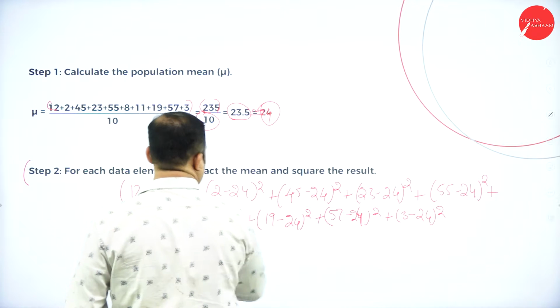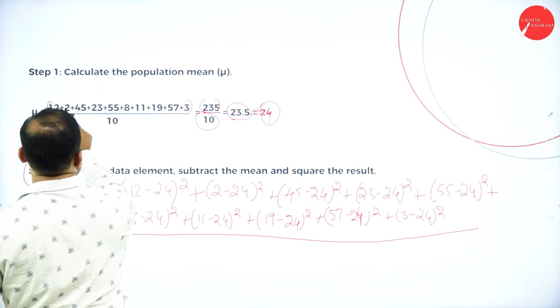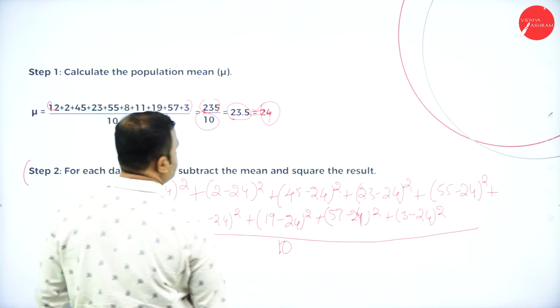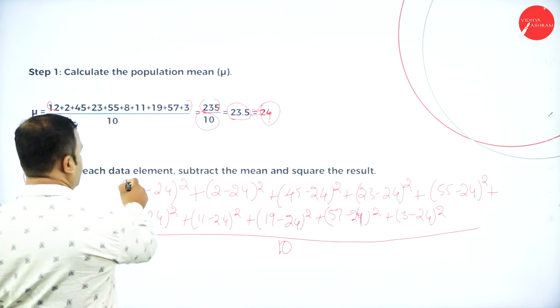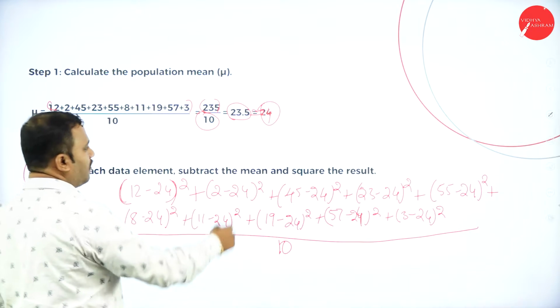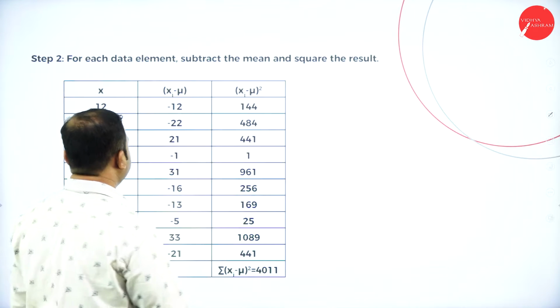Everything must be divided by how many values? How many values are there? 1, 2, 3, 4, 5, 6, 7, 8, 9, 10. So let me divide it by 10. If I perform the simplification of this and square those values, I'll get some values. Let me show it in the form of a table.